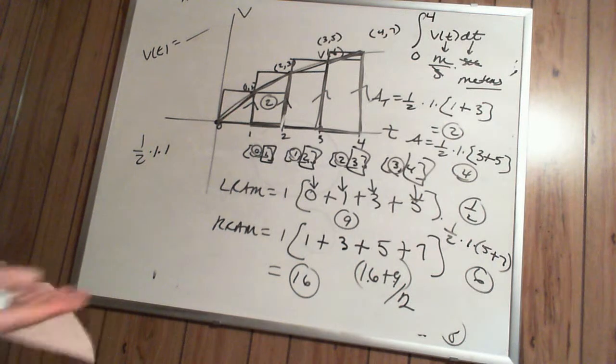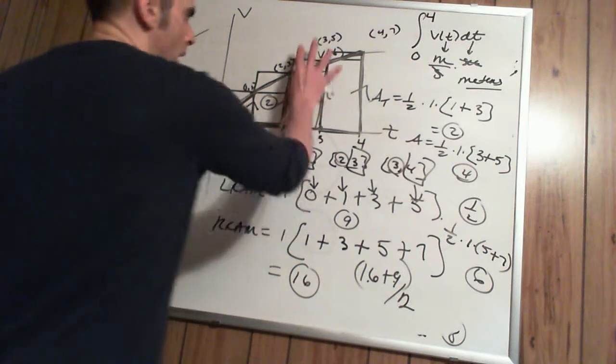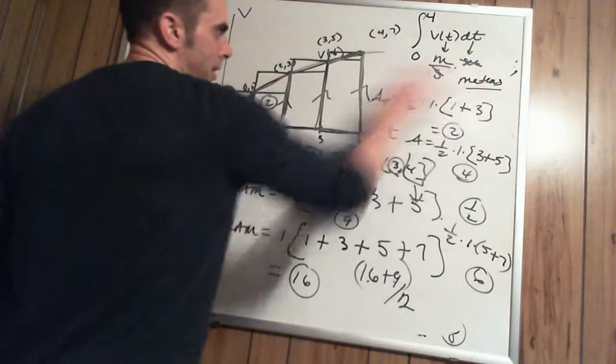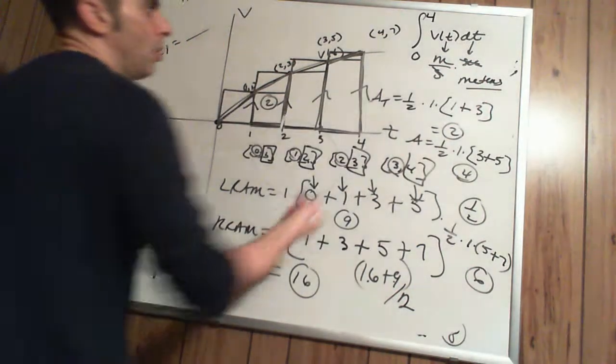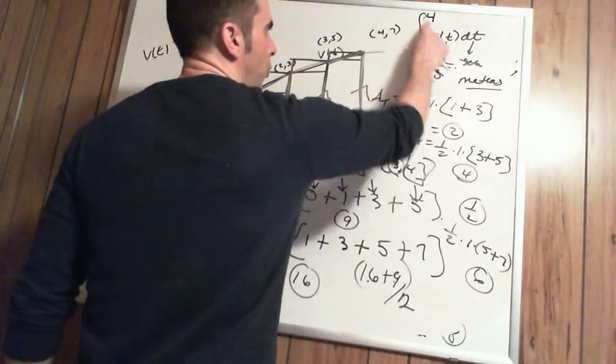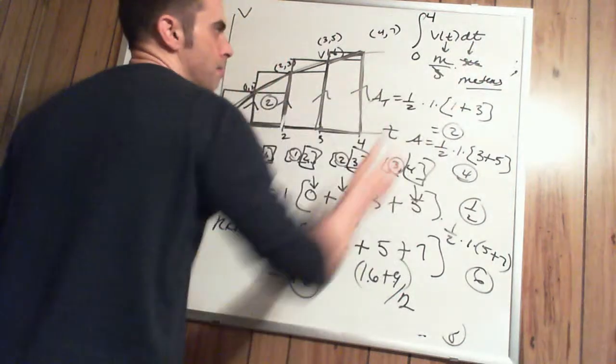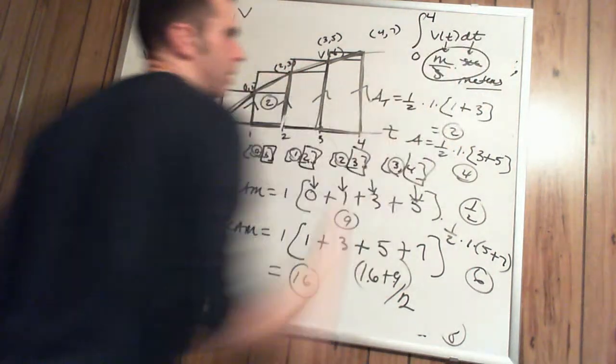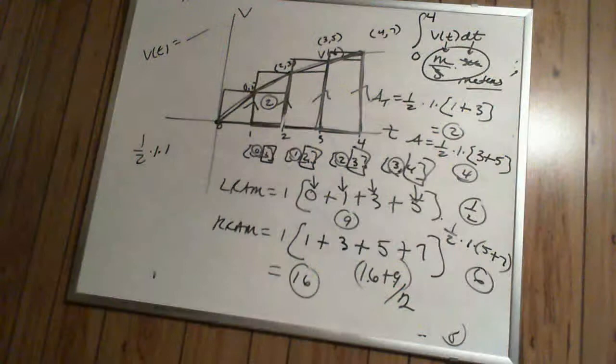And again, why does it give us distance? Because the area under velocity gives us distance. And how do I know that? Well, if I take the definite integral from 0 to 4 of v at t dt and multiply these units, the answer is meters, which would be distance.